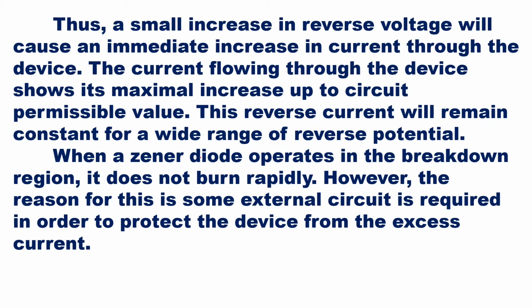Thus, a small increase in reverse voltage will cause an immediate increase in the current through the device. The current flowing through the device shows its maximal increase up to the circuit's permissible limit value. This reverse current will remain constant for a wide range of reverse potential. When a Zener diode operates in the breakdown region, it does not burn rapidly. This is a specialty of this diode. However, some external circuit is required in order to protect the device from excess current.